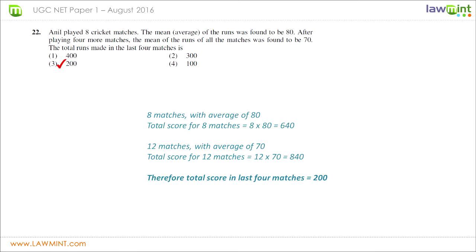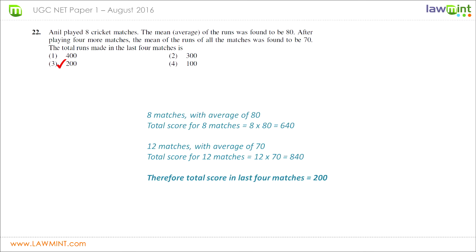In question number 22, we are told that Anil played 8 cricket matches and the average across all the 8 matches was 80, and after playing 4 more matches the mean of the runs of all the matches was found to be 70. Therefore, we are asked to find out the total runs made in the last 4 matches. So if we played 8 matches with an average of 80, then the total score for 8 matches would be 8 into 80, which would be 640. And if we played 12 matches with an average of 70, then the total score for 12 matches will be 12 into 70, which would be 840.